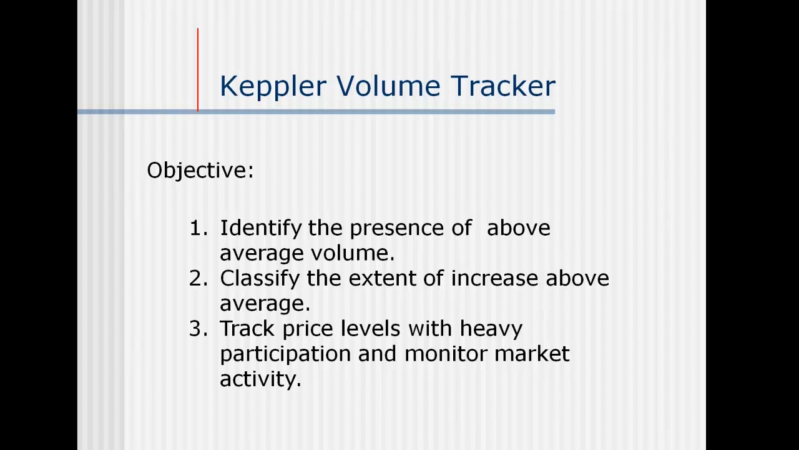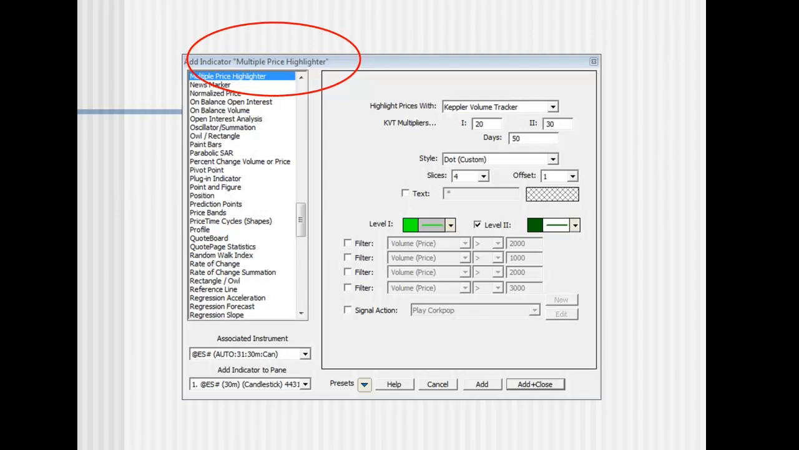So the KVT will identify the presence of above average volume. It also will classify it for us into two different levels of intensity, what we will see as level 1 and level 2. And in addition to that, once we place the tracker on the chart, it allows us to track the price levels, where they are on the chart that have the heavy market participation. And in doing so, we can monitor the relevant market activity of those major participants in the market.